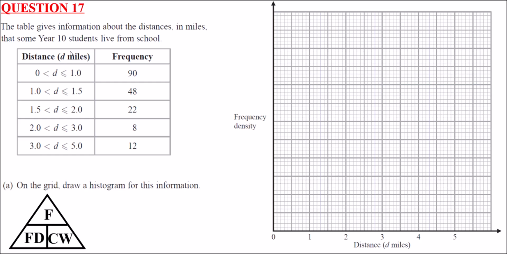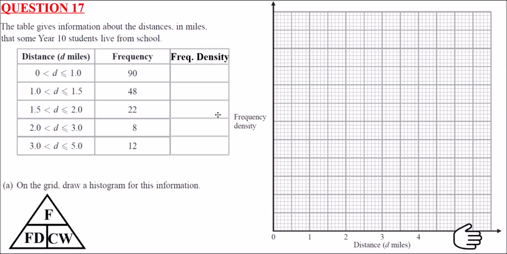So we're told the distances, so we've got these class widths. So for example, this class width here is 1, this one's 0.5 and so on. And we're told the frequencies, so from these we can calculate the frequency densities, and I'm going to suggest we make an extra column to do so. And to work out frequency density, we cover up FD for frequency density, and that tells us that to calculate frequency densities, we take the frequency and divide by the corresponding class width.